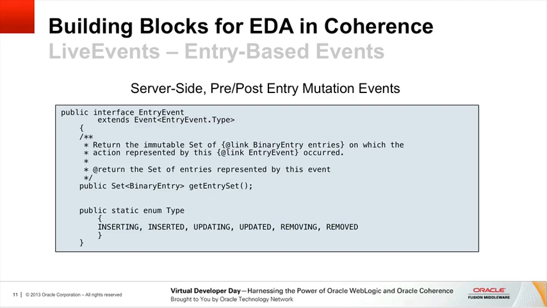So when we talk about entry events, they are server-side pre- and post-entry mutation events. You get a set of entries that have been modified, and then there's a type: inserting, inserted, updating, updated, removing, and removed. All the pre-events happen before the entry has been committed to memory, giving you the opportunity to potentially mutate that entry before it's been committed to memory, while the post-events are triggered after the changes have been committed to memory, and therefore you no longer have the opportunity to mutate them.